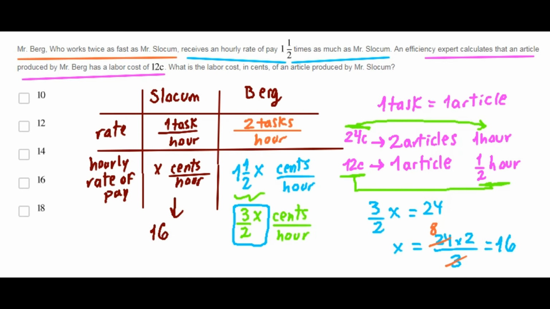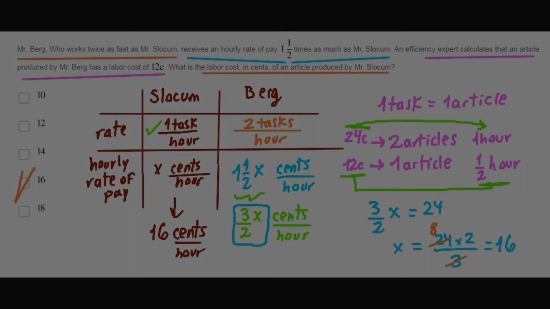Mr. Slocum receives 16 cents every hour, and he does one article every hour. That's why the labor cost of an article produced by Mr. Slocum is 16 cents. Choice D is correct.